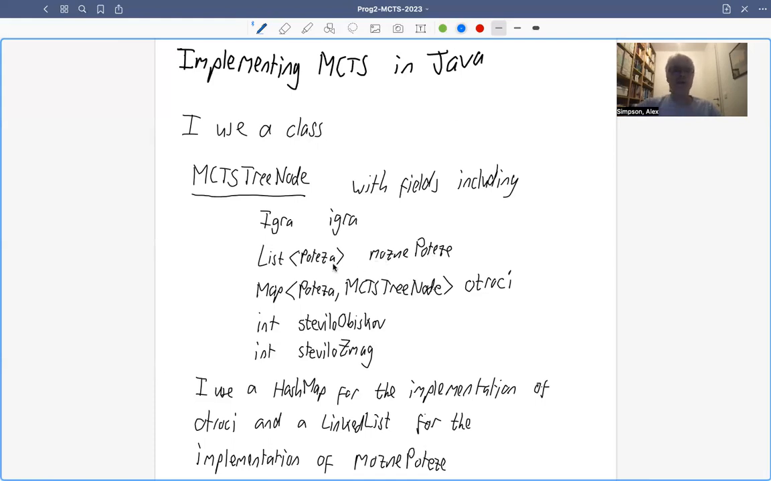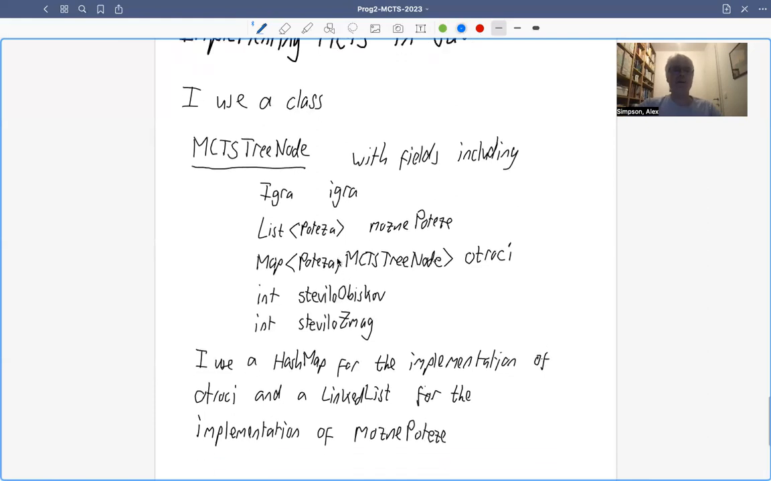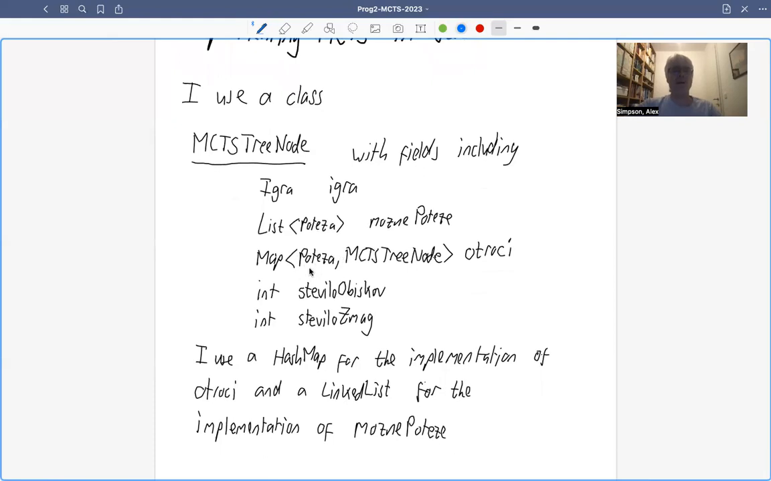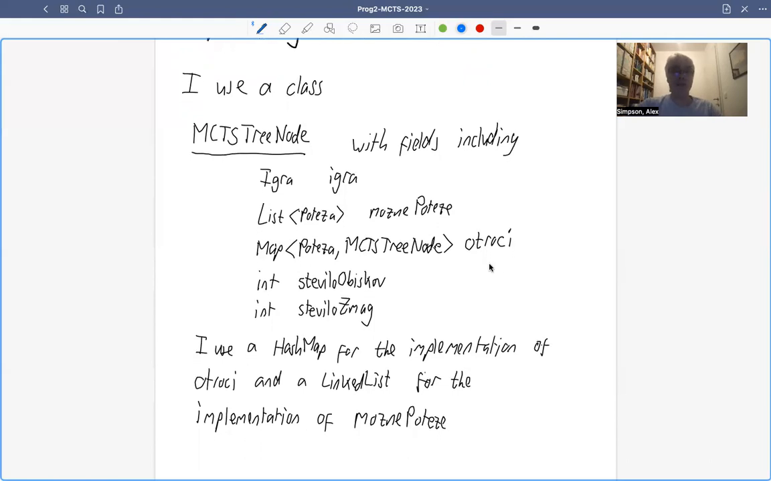Then we need to be able to, from a node, potentially access the children nodes. So I have a map that takes as its key a move and gives as its result another tree node, which is going to be the tree node that you can get to from the current node by making the move given by the hypothesis field, by making that move from the current position. And I call this map otroci, because it kind of gives you the children of the node.